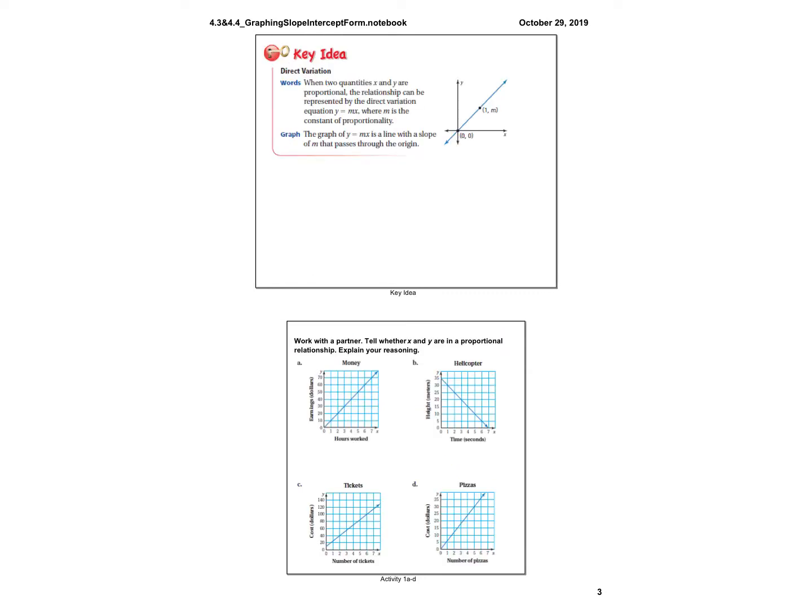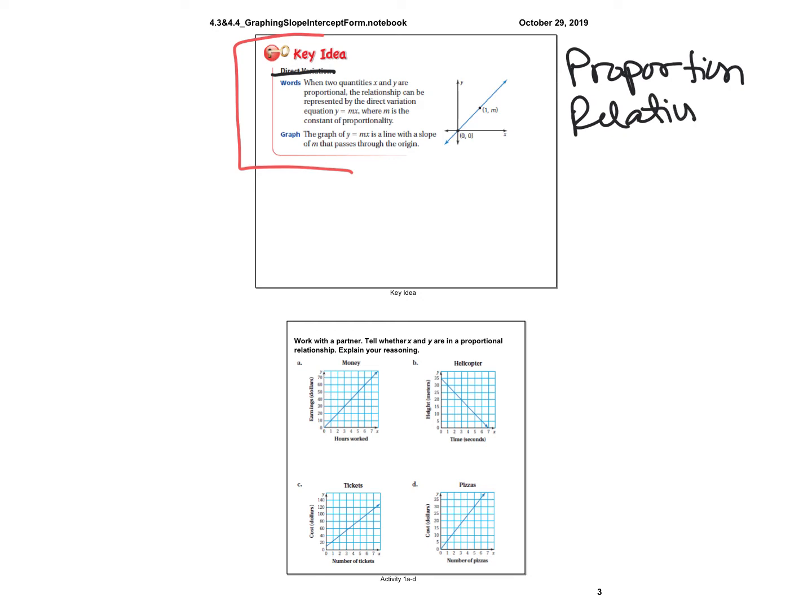You are going to need to pause the video, and I want you to put this page in your notes. We're not going to worry about direct variation. This is what the lesson is called, proportional relationships. So pause the video and get this into your notebooks, the words, the graph, and the picture. Now that you have that in your notebooks, we're going to see what it looks like.